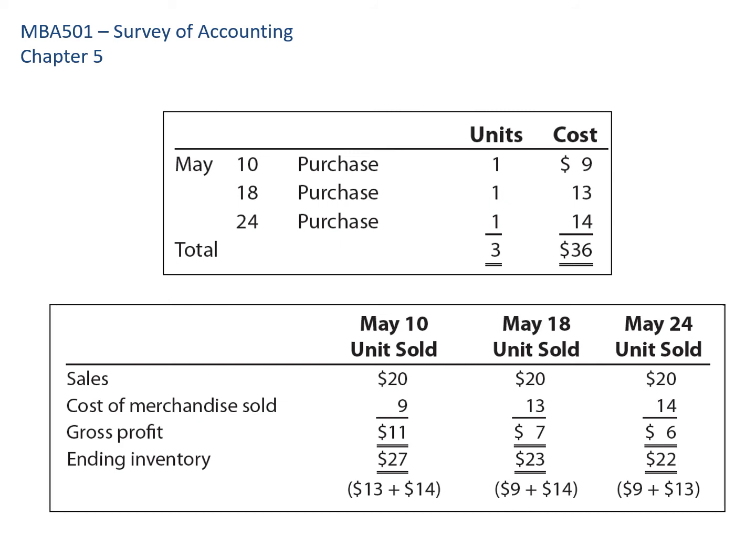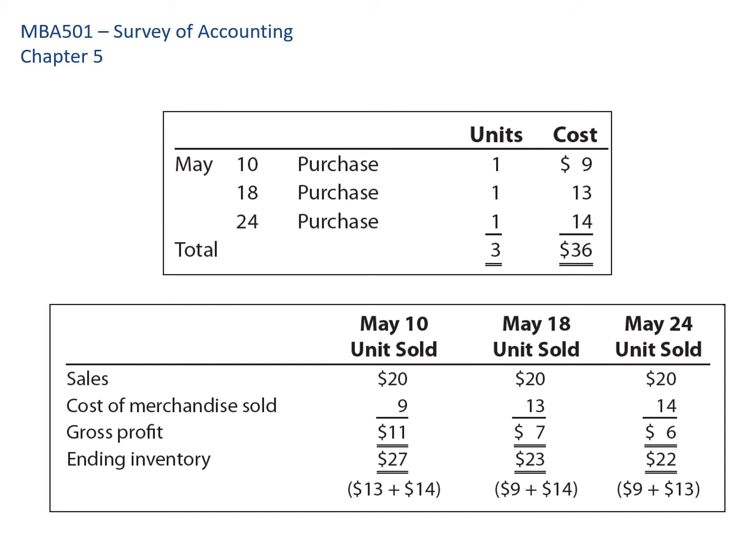So if I assume that it's the May 10th item I sold, well, I'm going to get $9 for cost of goods sold, and I'll get a higher gross profit. If I assume that it was the one in the middle at $13, well, then I'll have $13 of cost of goods sold and $23 of ending inventory. If I assume it was the newest item, the $14 item, I'd have $14 for cost of merchandise sold and $22 for ending inventory. In all cases, those 2 numbers add up to $36, so it's a way to check your math.